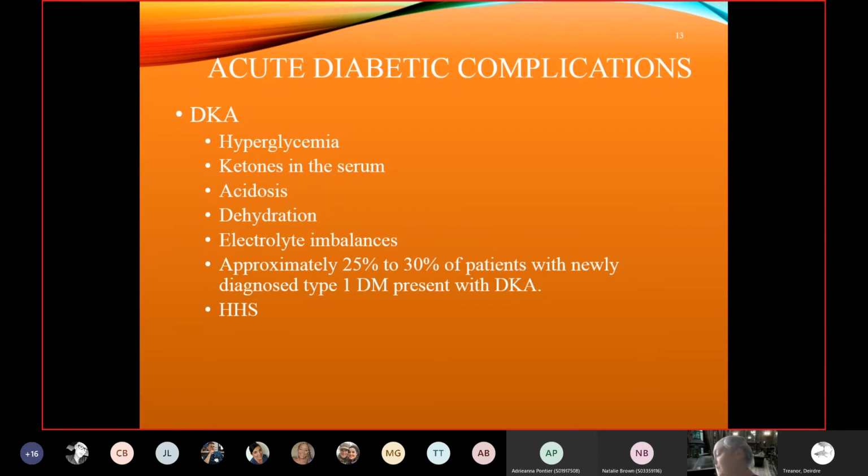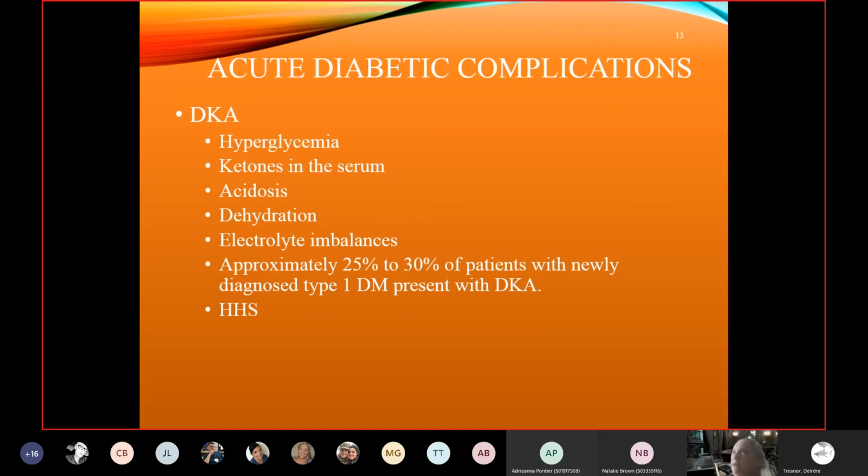So hyperglycemia, of course, is going to be a common one because obviously you're going to get high blood sugars. Ketones in the serum, acidosis, otherwise diabetic ketoacidosis, dehydration, electrolyte imbalances, and about 25 to 30% of patients with newly diagnosed type 1 present with DKA. And then HHS. So the comparison of DKA and HHS is on page 503, table 32-3.